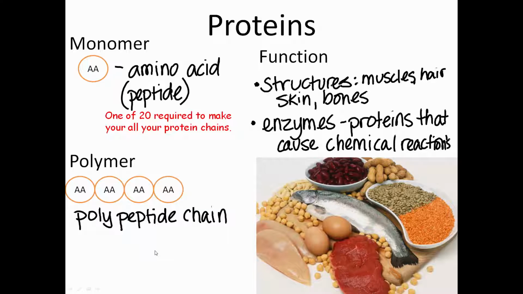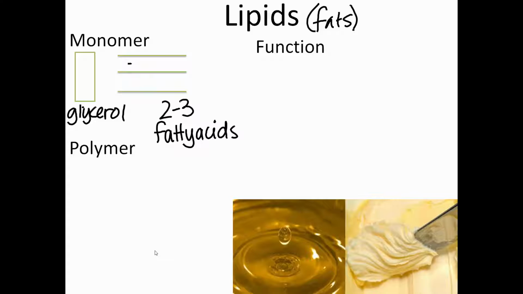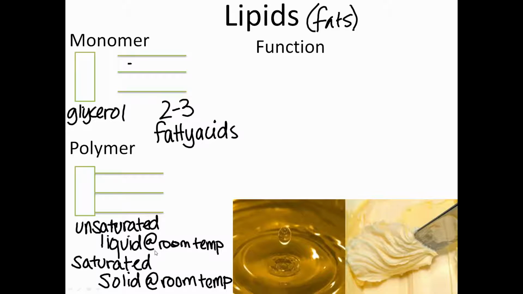Lipids or fats, the monomer for those is glycerol, which is a large molecule, and two to three what are called fatty acid tails. We can put them together to make unsaturated fat or saturated fat. An unsaturated fat is usually a liquid at room temperature, like oils, vegetable oils, olive oil. And saturated fats usually are solid at room temperature, like butter, lard, Crisco, things like that. So we have oil, and we've got butter, lard, and Crisco.